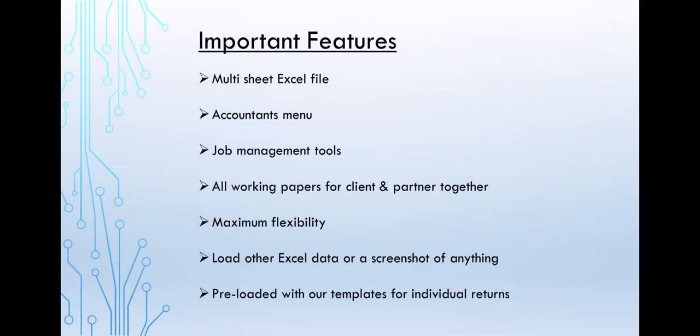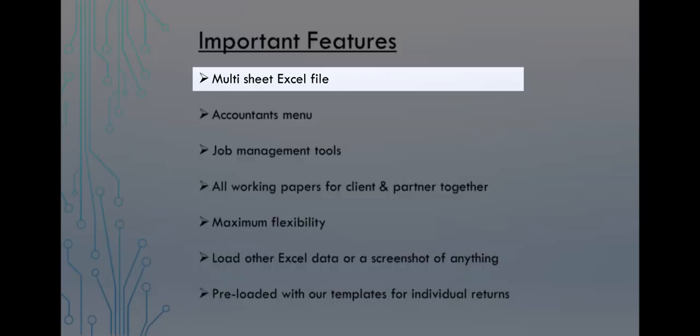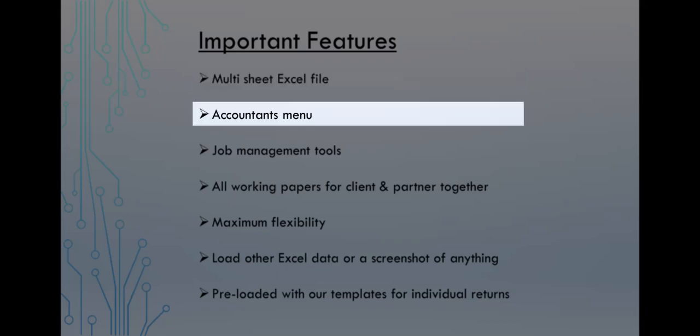Here are some of the important features about our income tax return working paper solution. There's just one multi-sheet Excel file which you download from our website and save with other client records in your document management system for easy retrieval. Excel has been the dominant application for calculations for many years, and accountants are natural users of Excel, so no general training is required. Navigating around the file is a breeze, thanks to the customised Accountants menu at the top of the sheet. This menu has links to every sheet in the file, as well as tools for data management.